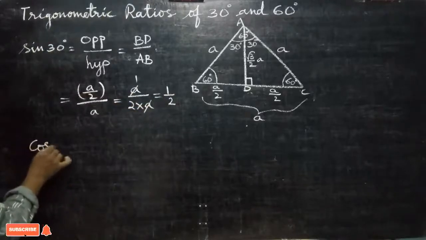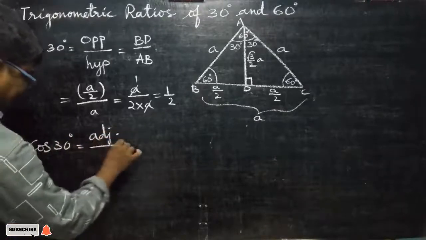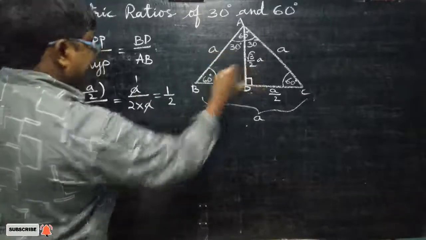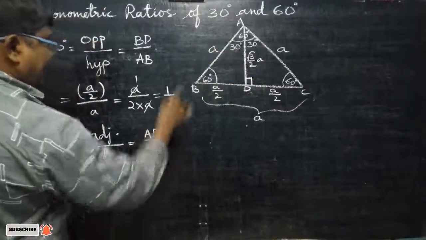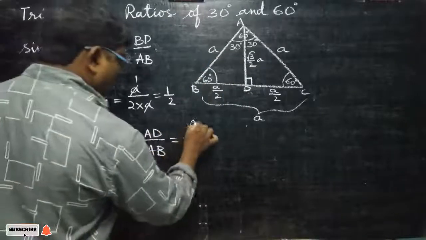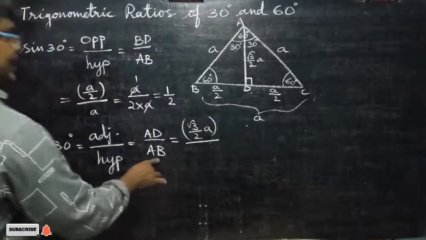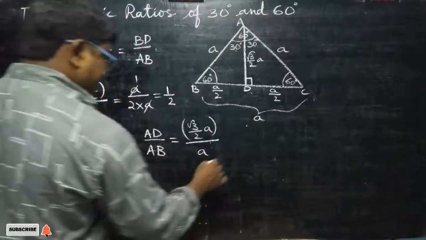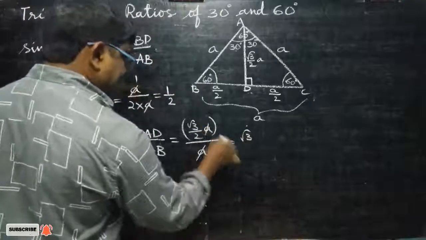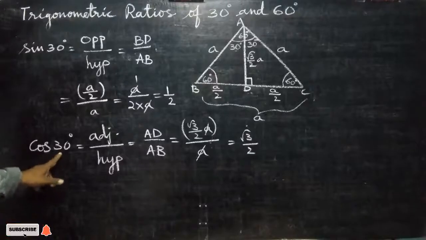Next, cos 30 degrees. Cos 30 degrees means what? Adjacent side to 30 degrees by hypotenuse. What is the adjacent side to 30? AD. AD by hypotenuse AB. So AD how much? Root 3 by 2A. This is numerator, and denominator AB is A. This A gets cancelled, and root 3 by 2 is the value of cos 30 degrees.